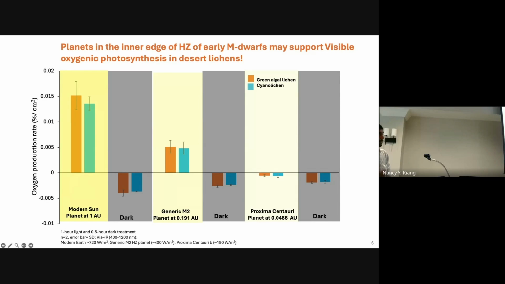With the modern sun, you can see its high oxygen production, which is expected, followed by a dark period. Proxima Centauri is about M5.5, so a late M dwarf, where we didn't see any oxygen production. But in the early M dwarfs, we got our target. We can select those for doing further UV experiments.